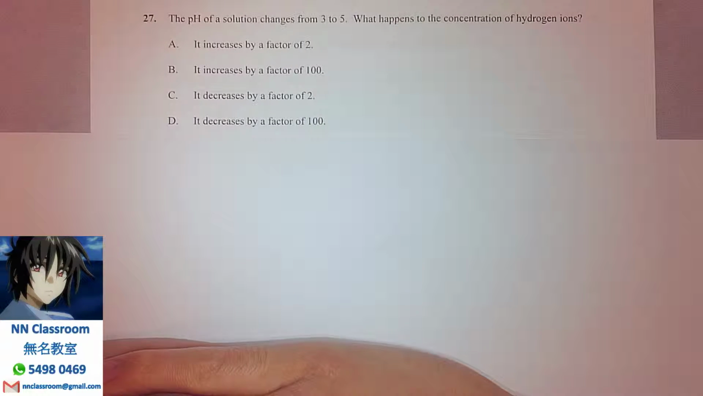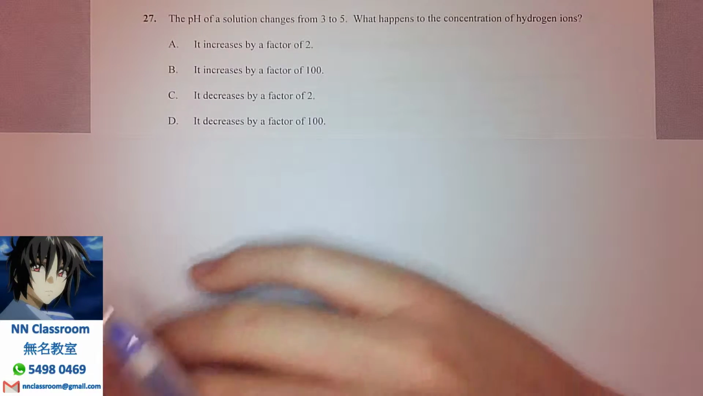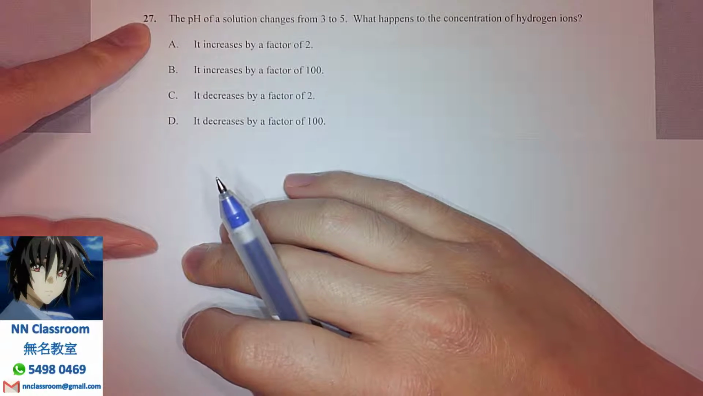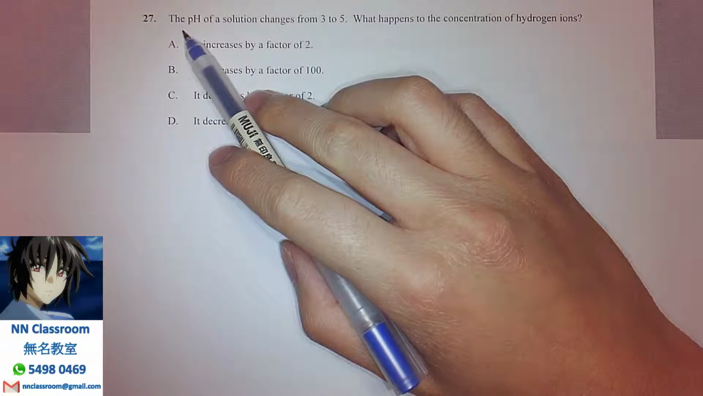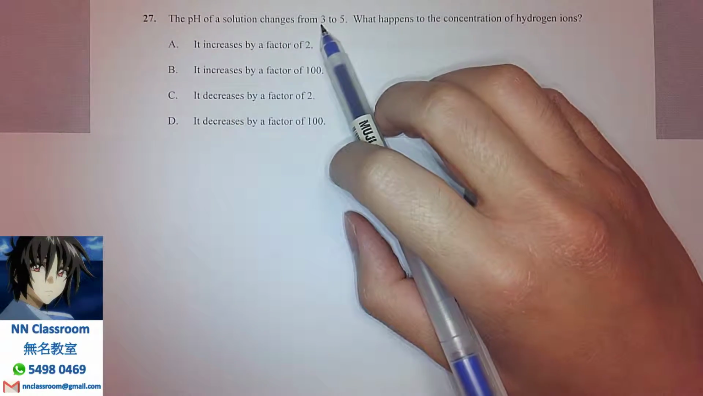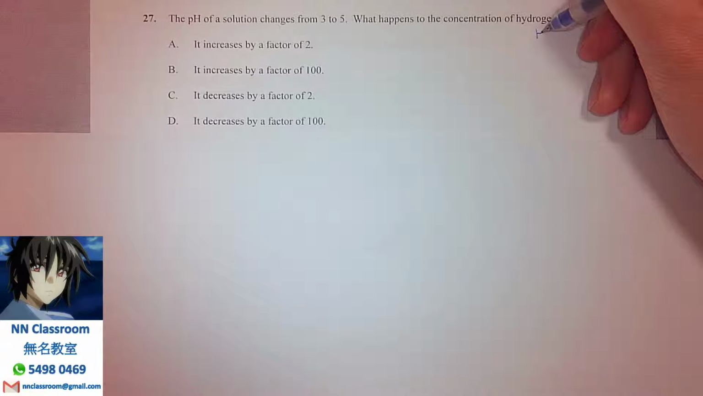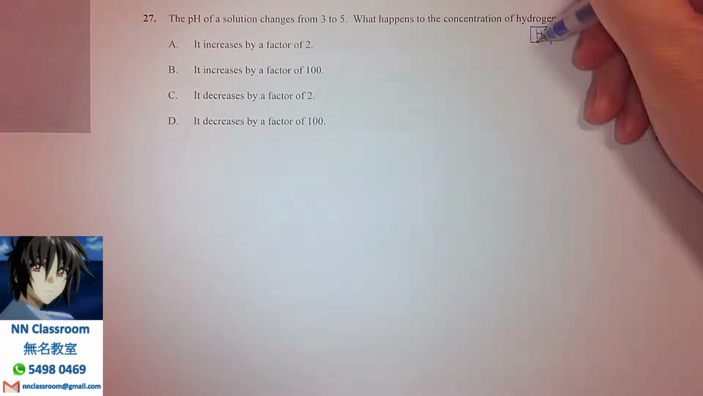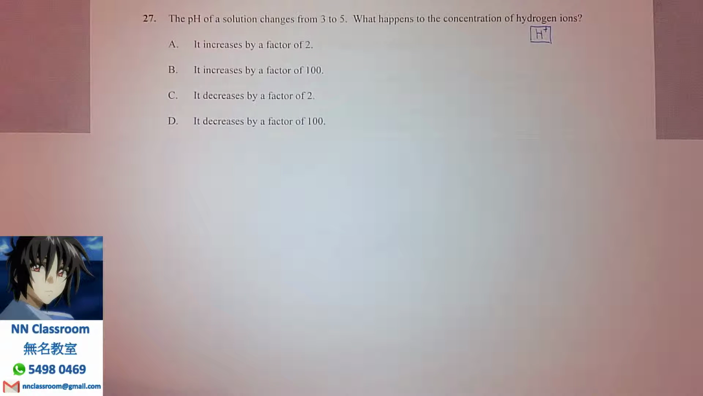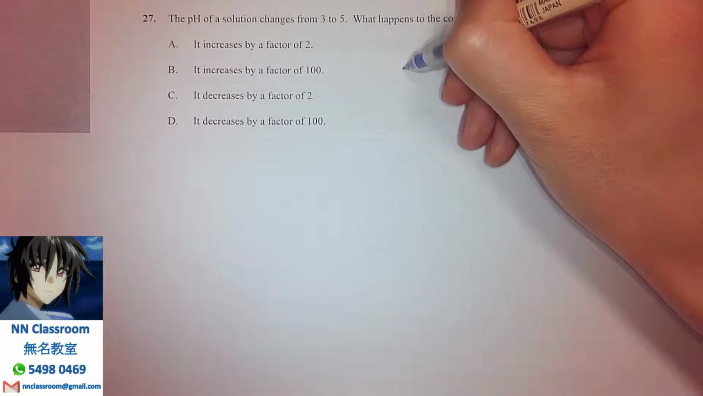Today I'd like to share with you a specimen question extract, also from Paper 1, which is question number 27. What they're asking is, the pH of a solution changes from 3 to 5. What happens to the concentration of hydrogen ion? A really important concept in Topic 8, acid and base, right? So this is a concept relating to the understanding behind what's meant by pH, right?